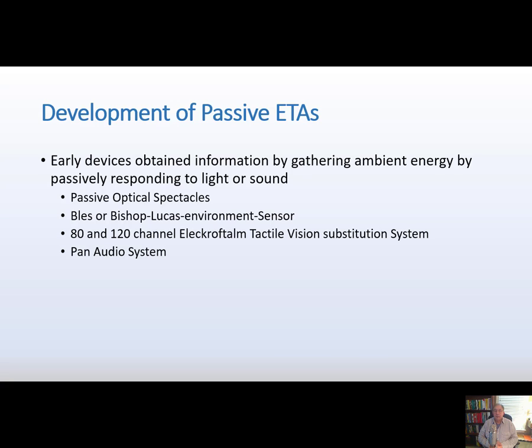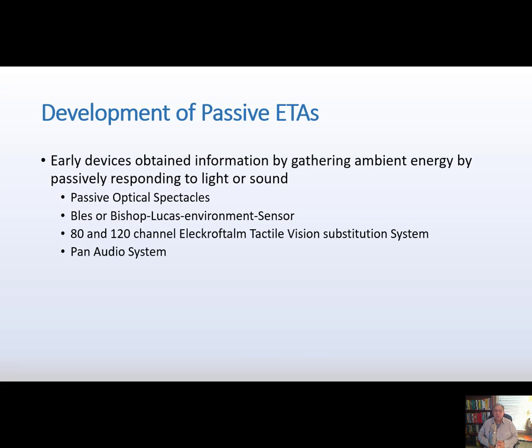Early devices, as we've mentioned, have obtained information by gathering ambient energy, by passively responding to light or sound that is in the environment. One of the devices was called the passive optical spectacles, and it had photosensitive cells that changed light into audible sound. And I'll show you a picture of one shortly. In fact, I'll show you pictures of all of these passive devices.